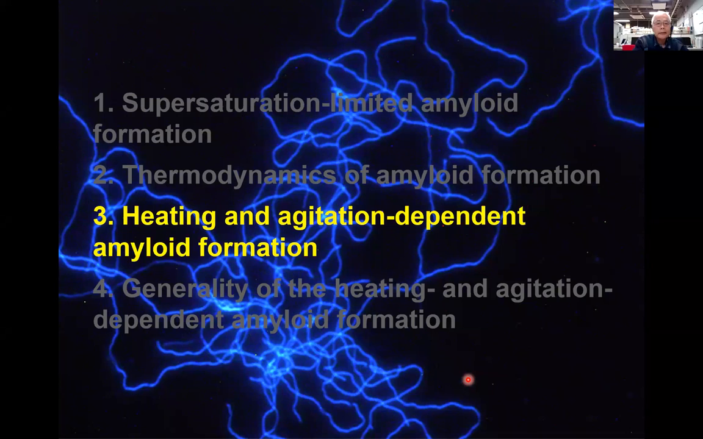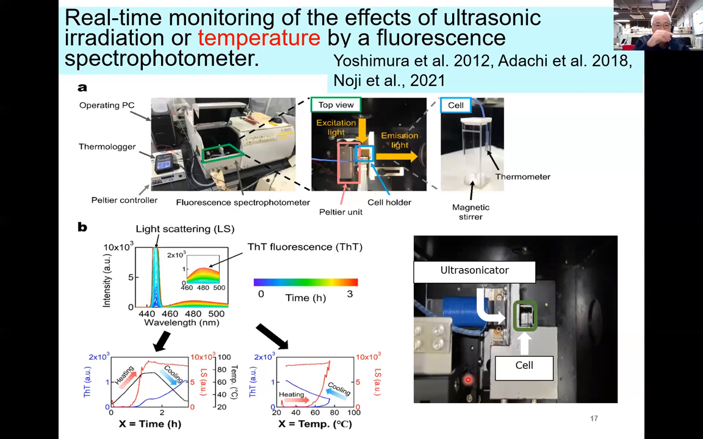And then, heating and agitation dependent amyloid formation. To monitor the heating dependent amyloid formation, as well as the effect of agitation, we just use a simple fluorometer, with fluorometer cells, using agitation as well as temperature control. Sometimes we use an ultrasonicator directly attached to the cell of the fluorometer to monitor the effect of ultrasonication.